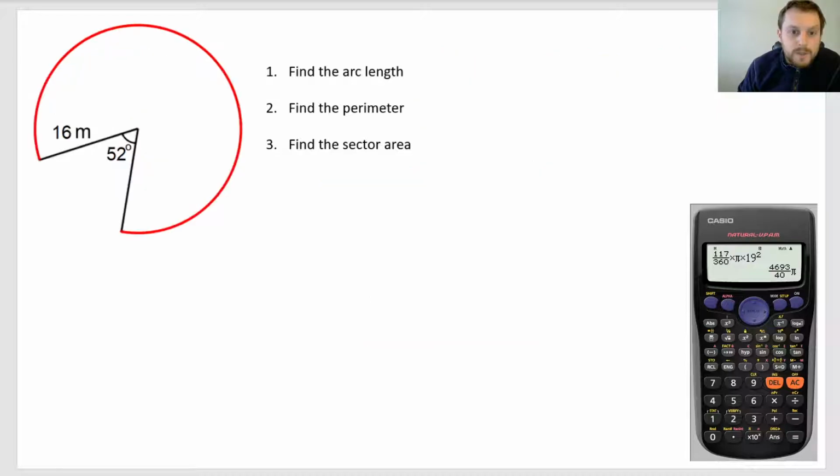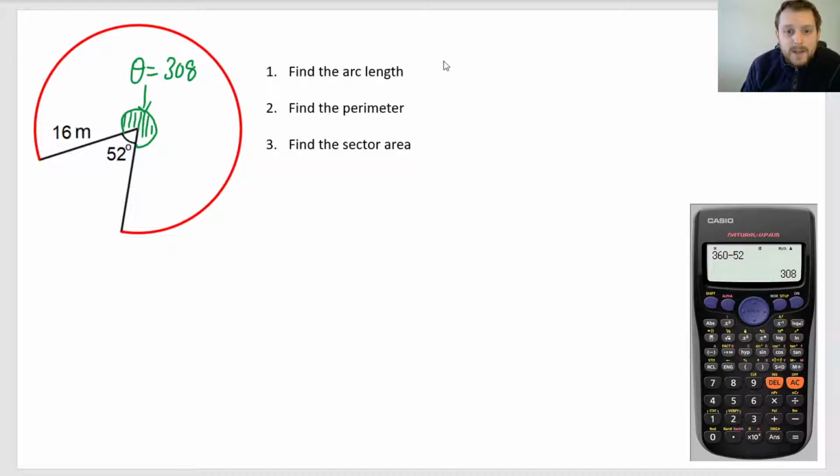Okay, next question. Arc length. So just be careful if you're given this angle here. Remember, you actually want the angle that's inside the sector, right? So you want this angle here. This is the theta that we need to use. So I'm going to do 360 take away 52 because I'm feeling lazy. I can use a calculator. It's 308. So there you go, 308.